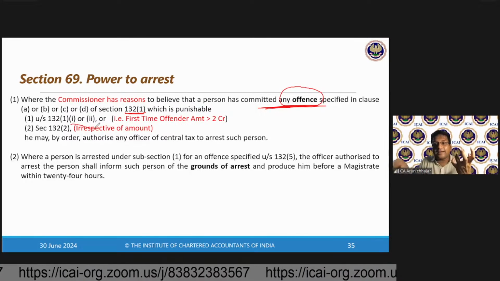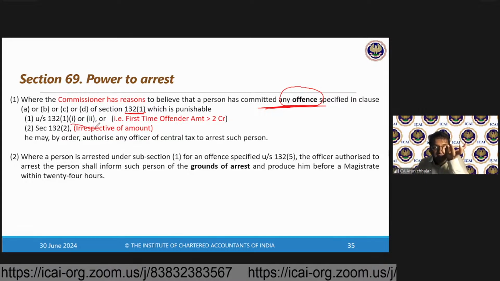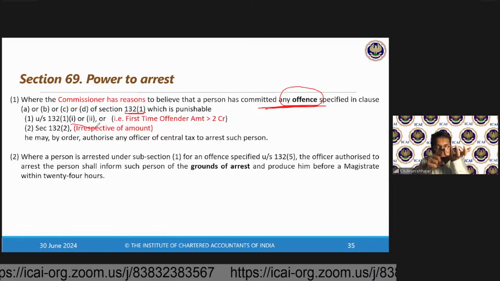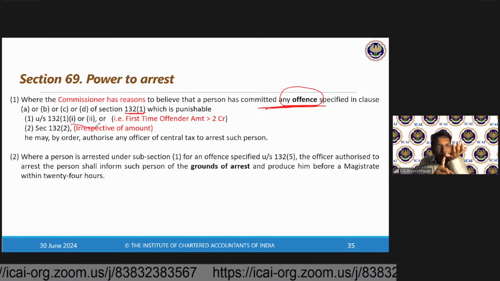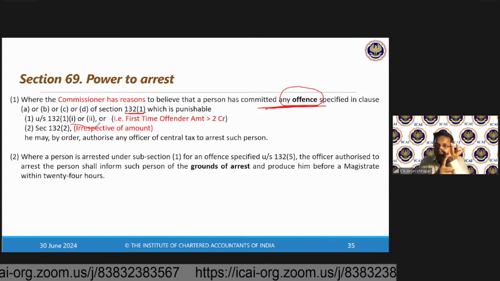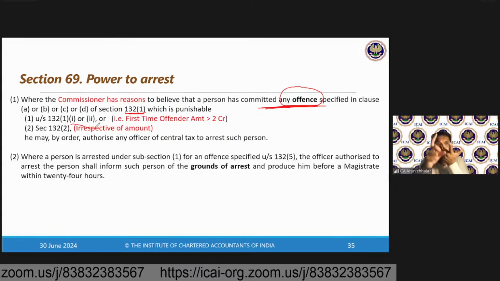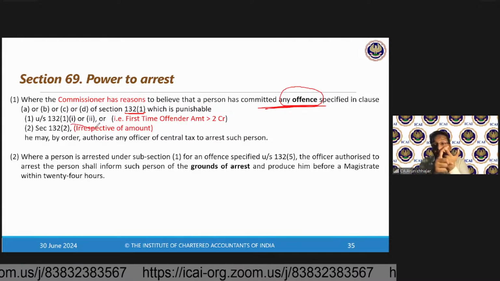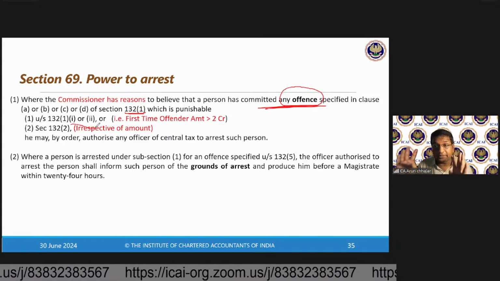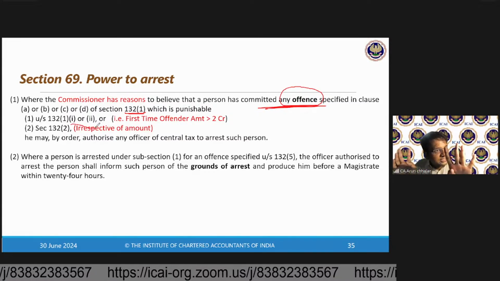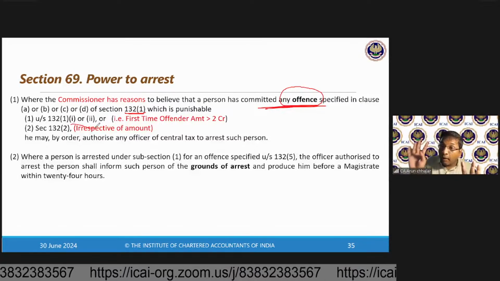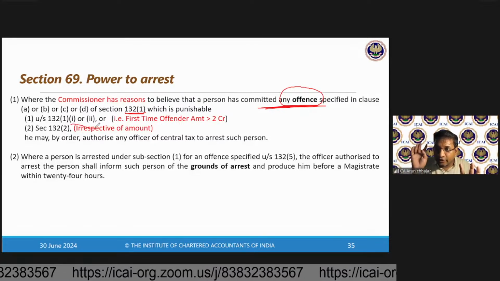Try to understand when the arrest will attract. Four offenses of 132.1: invoice issued without the movement of the goods, or only goods have been moved without the invoice; on a fake invoice, ITC has been taken, or tax not paid, short paid erroneously; the tax has not been paid within 3 months. These types of the four offenses are being conducted, and the amount involved is greater than 2 crore.